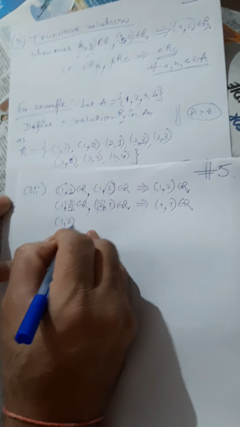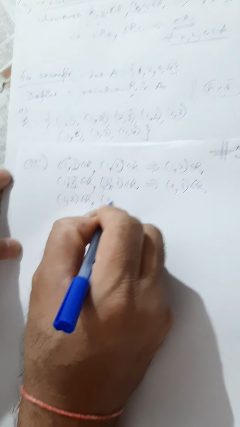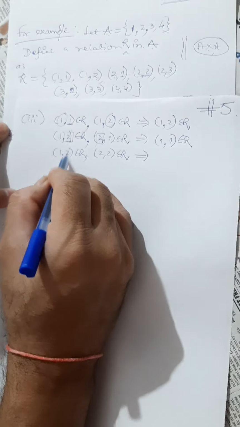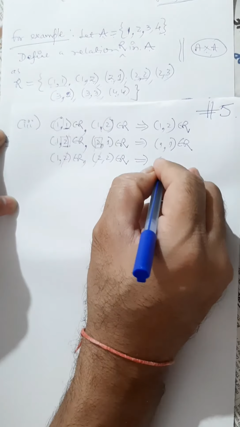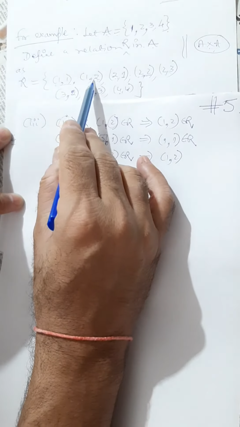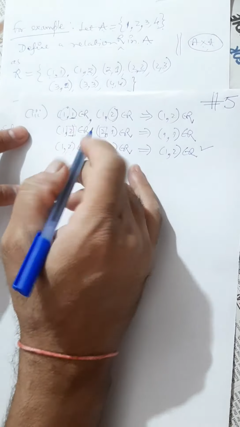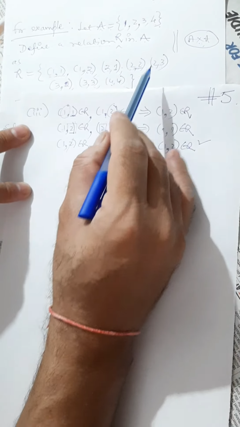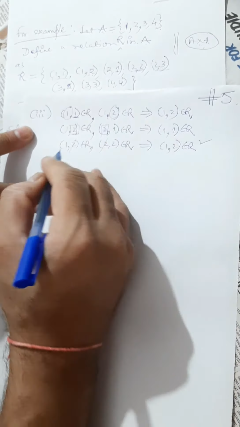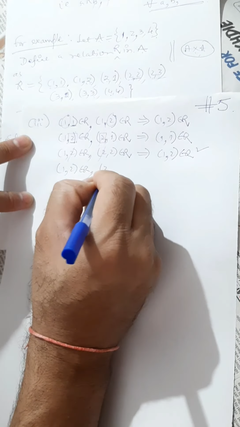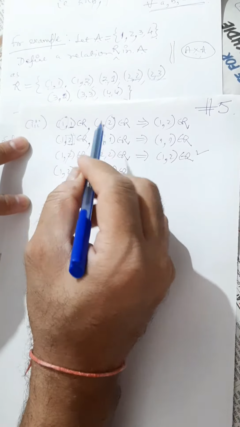So 1 comma 2 is in R. Then you can take 2 comma 2, which is also in R. Now you check. You drop the common 2, 1 comma 2. Is it there in R? 1 comma 2 is this. It is also there in R. So in this case also you are through. Any other ordered pair having 2 at the first place? Yes, one more here. So 1 comma 2 is in R. And then 2 comma 3 is also in R.